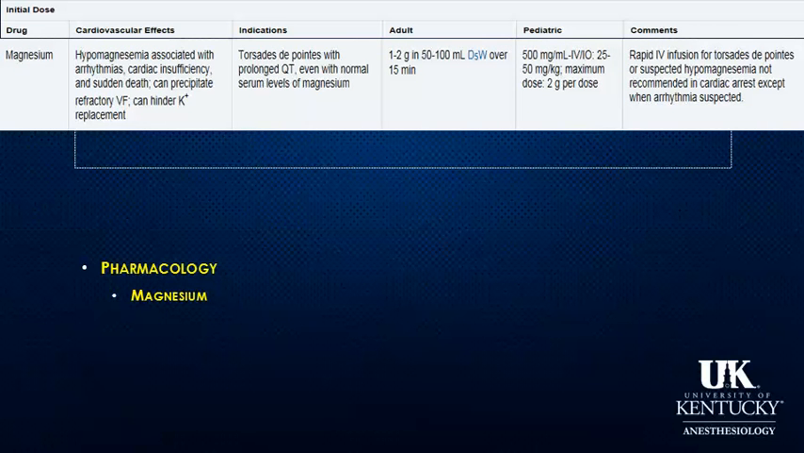The use of magnesium is recommended with known hypomagnesemia or with torsade de pointes and prolonged QT interval with normal serum levels of magnesium. The recommended method of administration is 1 to 2 grams diluted in 50 to 100 mils of dextrose and water, administered over 15 minutes. It can be given intraosseously. It is not a routine medication.